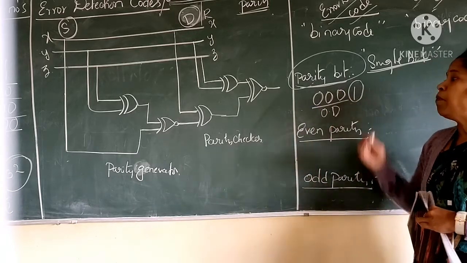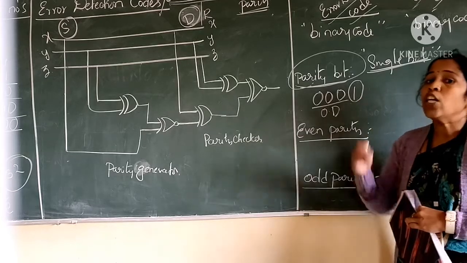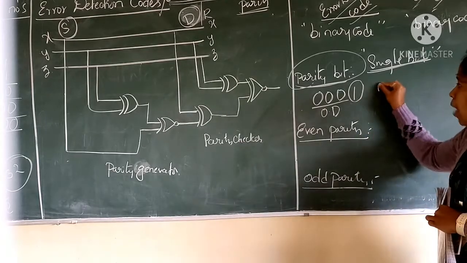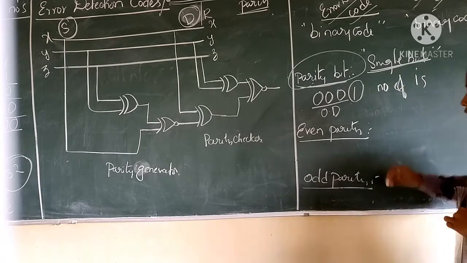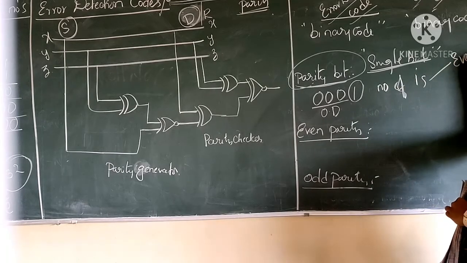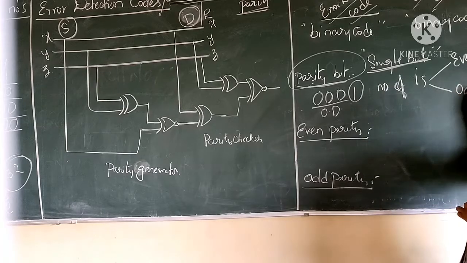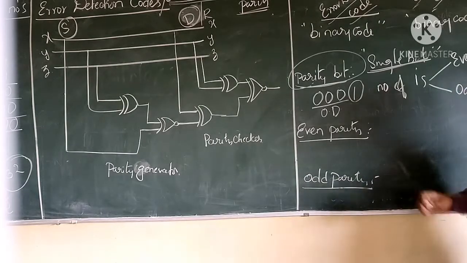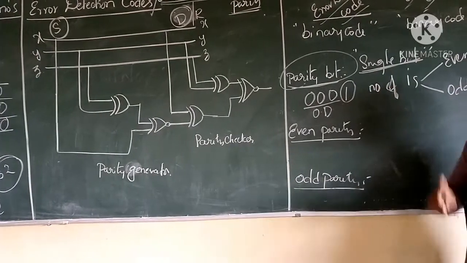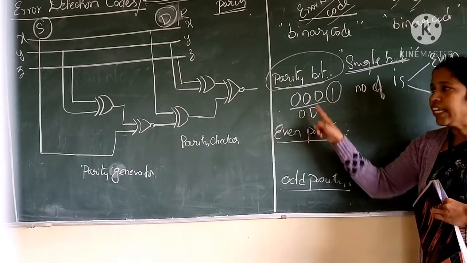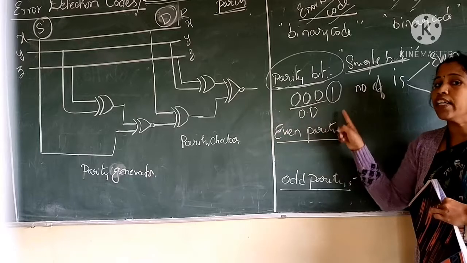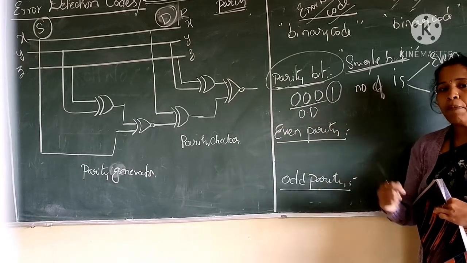And why am I adding this parity bit? In order to make the number of ones either even or odd. I am adding this parity bit, an extra bit, to the original data, either at the starting of the data or at the ending of the data. So why am I adding this?